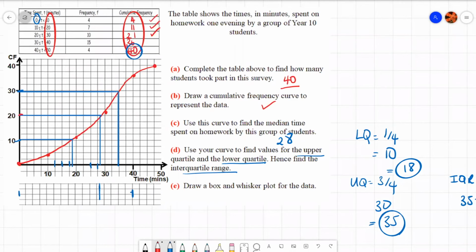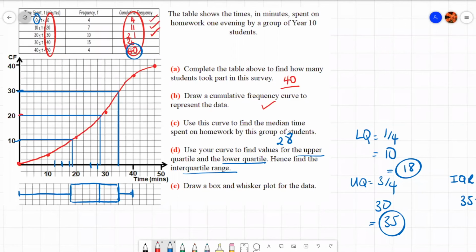Then I need to find my lower quartile, which is 18. I'm going to say about 18 is around about there. And then my upper quartile, which was 35. So that's around about there. Okay, and there you are. I've drawn my box and whisker plot diagram out there. And there we are. That's how you draw yourself a box and whisker plot and draw your cumulative frequency graphs.